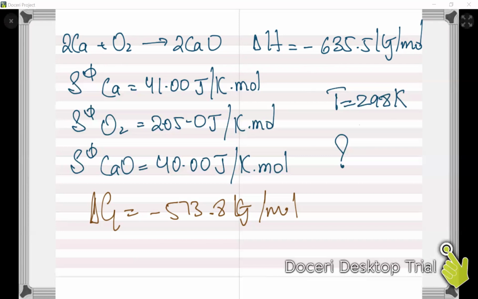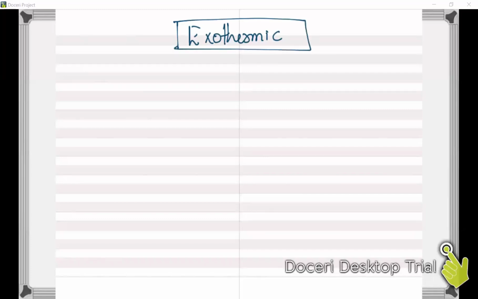Okay, so the next and last part of the Gibbs free energy is the Gibbs free energy possibility in terms of exothermic reaction and endothermic reaction. Let's suppose a reaction is exothermic. When a reaction is exothermic, there is one possibility: delta H is negative. I mean, the enthalpy change is negative.